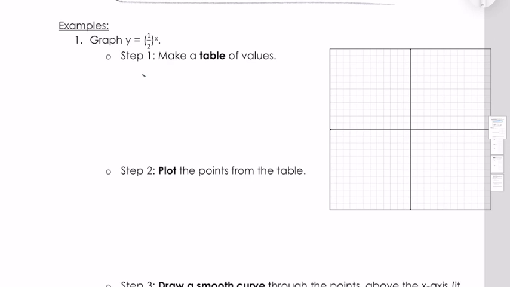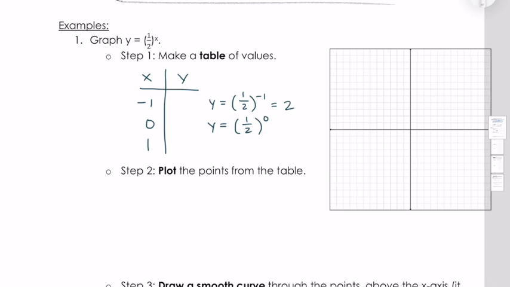Alright, graphing them is very, very similar, almost the exact same. So we're making a table of values. Our x values are going to be -1, 0, and 1. Then we are plugging those into the equation. So y equals 1/2 to the power of x. So plug in -1, 0, and 1 into x. Alright, so we're getting our points. And we have the points (-1, 2), (0, 1), and (1, 1/2). And then we're going to plot those.